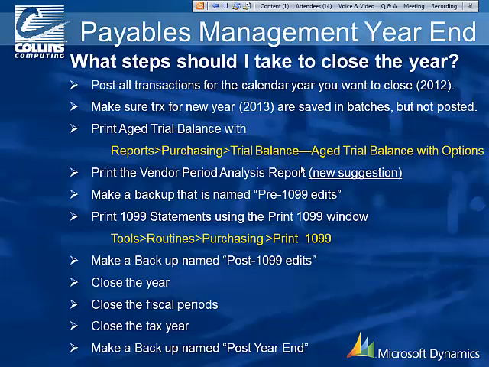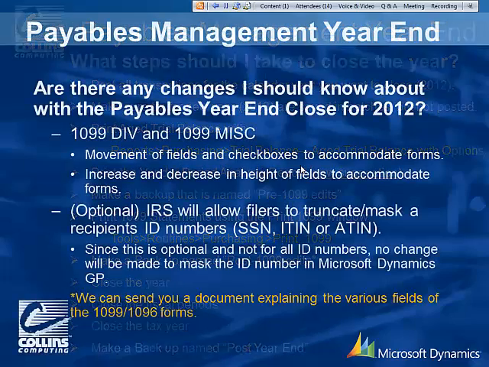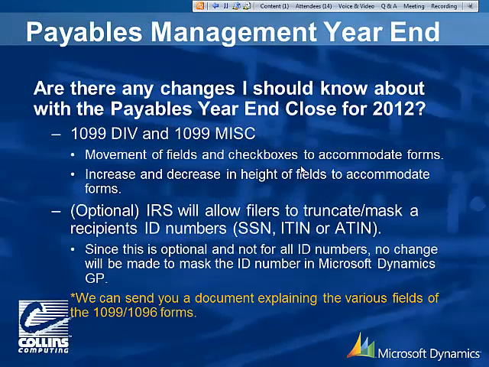You print your 1099s, you modify any amounts, and I'll talk about that, and then you close your year for payables. And then you can go back into general ledger and close your fiscal periods, and then you can go to that part where I said you can move your taxes over if you use payables taxes at all. And then we suggest you make a backup. So I'm going to go over some of these things.